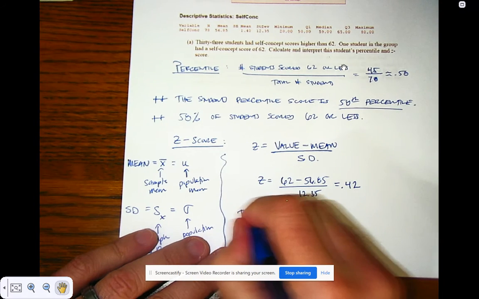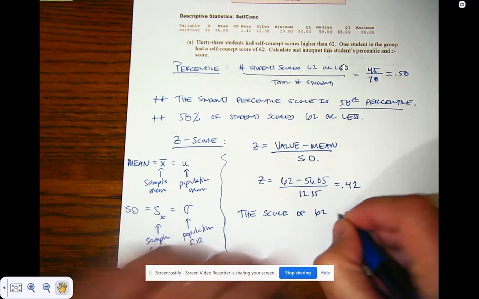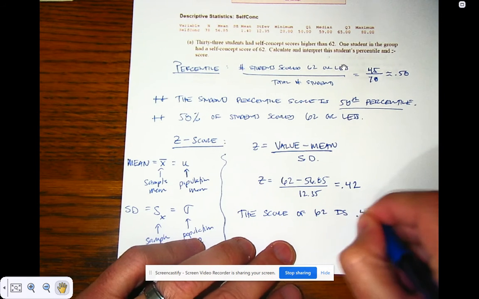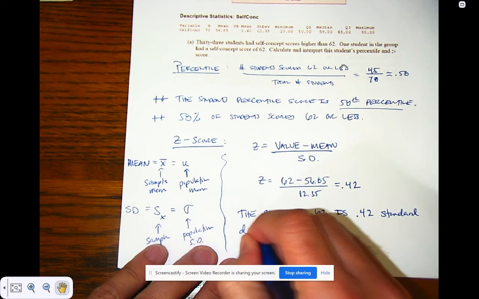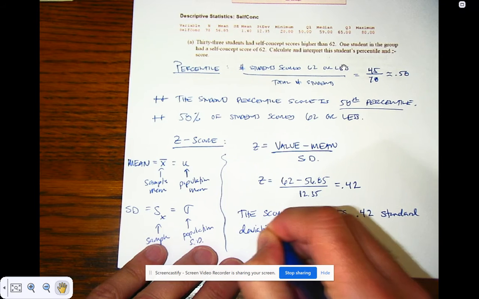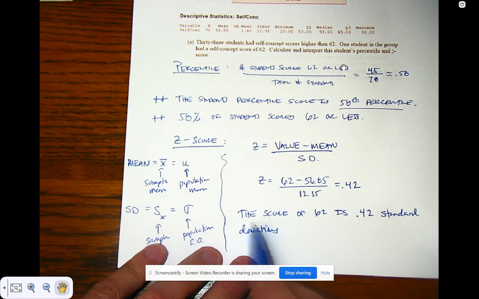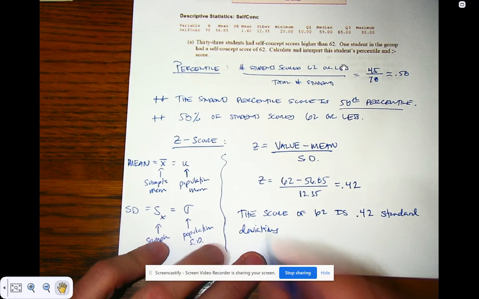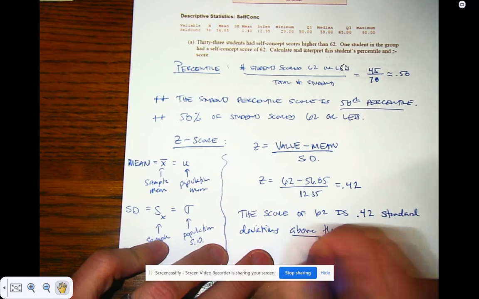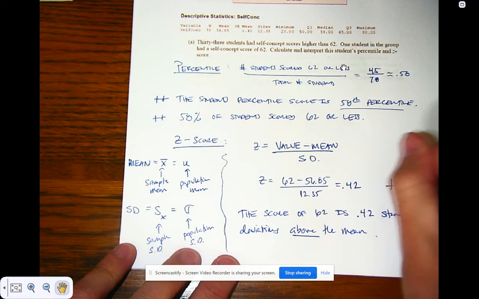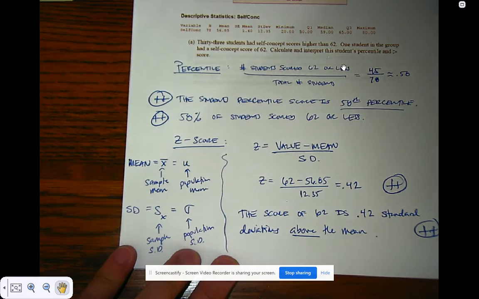Okay, so the interpretation: the score of 62 is 0.42 standard deviations above the mean. It's above the mean because it's positive. If it was negative, it would be below. So the score of 62 is 0.42 standard deviations above the mean. Okay. Again, 2 points here, 2 points here. So front page of your quiz would be 2, 4, 6, 8 points.